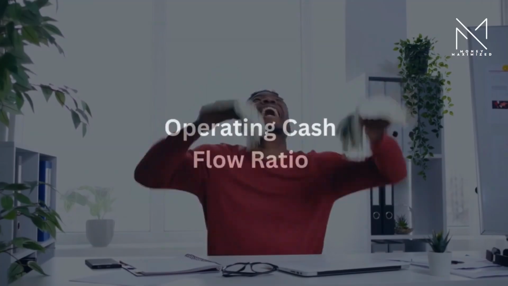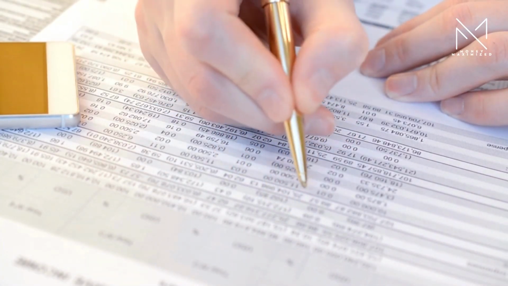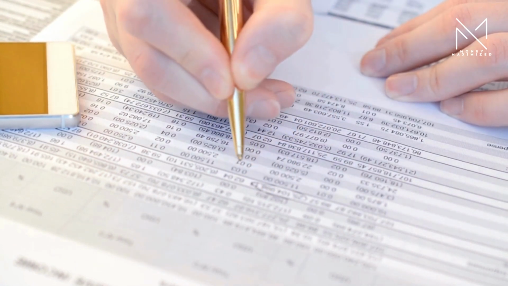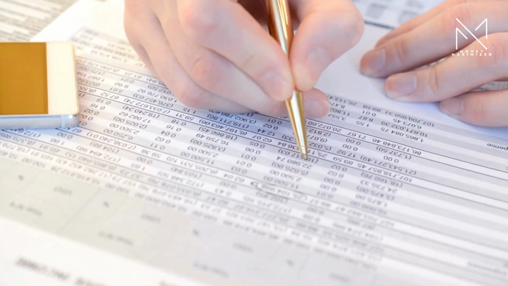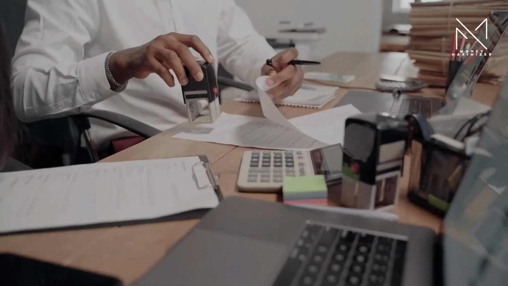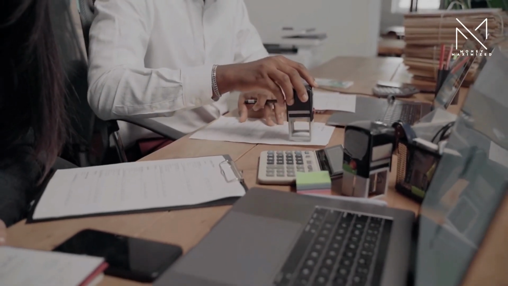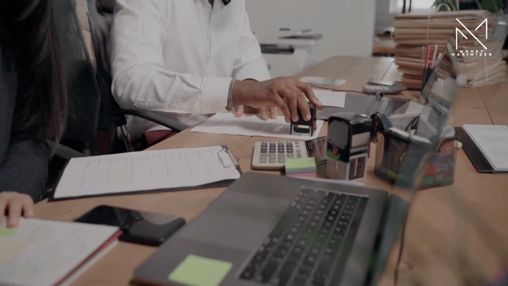1. Operating cash flow ratio. This ratio assesses a company's ability to generate cash from its core operating activities relative to its net sales or revenue. It is calculated as follows. Operating cash flow ratio is equal to cash flow from operation divided by sales. A higher operating cash flow ratio indicates that a company is efficient at converting its sales into cash.